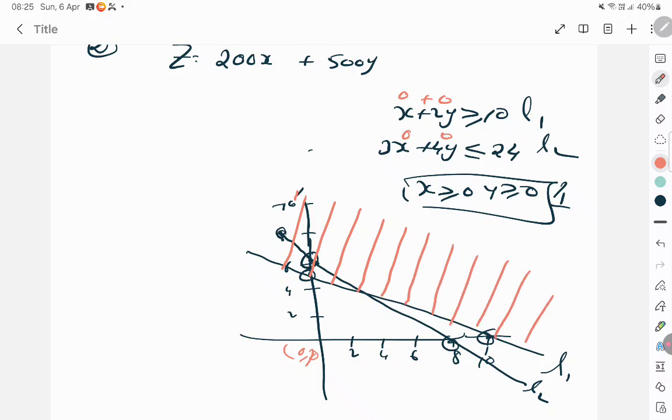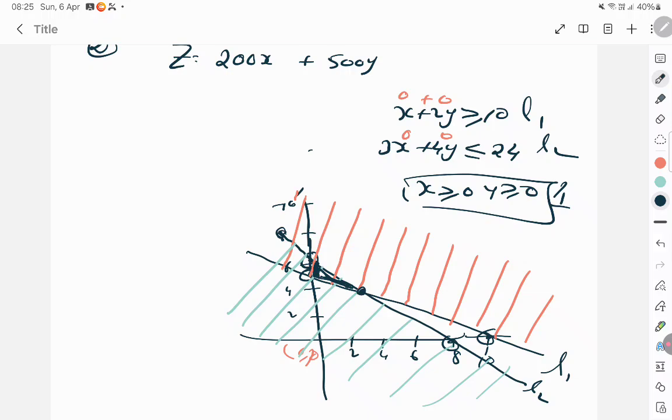Put 0, 0. Again, the origin is less. Correct. It is satisfying, 0 is less than 24. For line 2, the origin should be covered. So which is the intersection portion? Can you see this triangle here? For this you should solve the point of intersection.